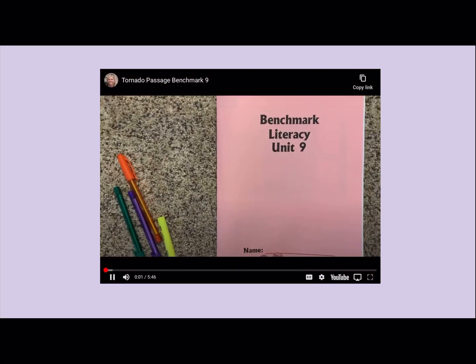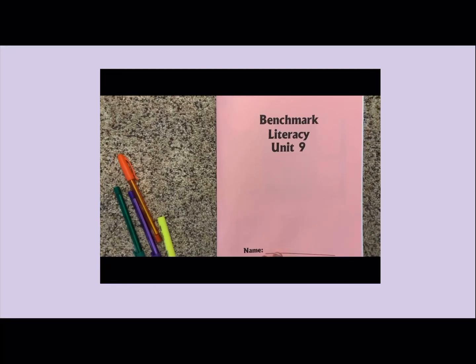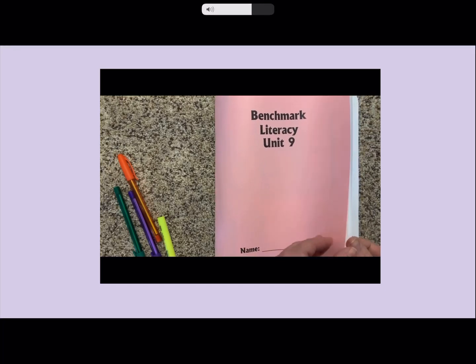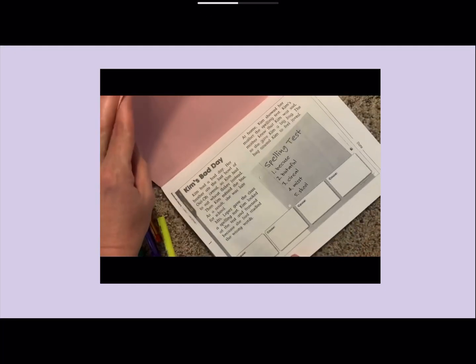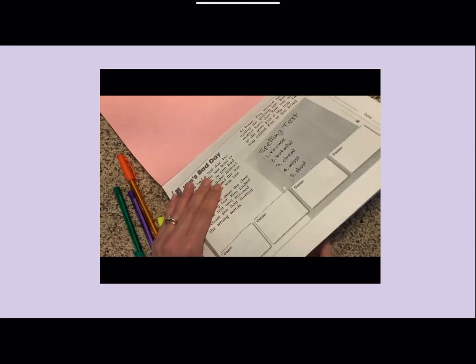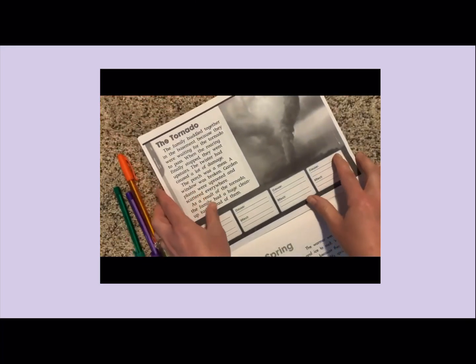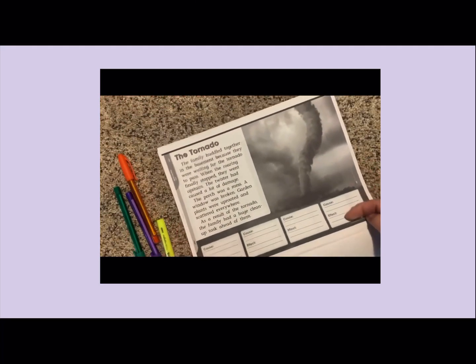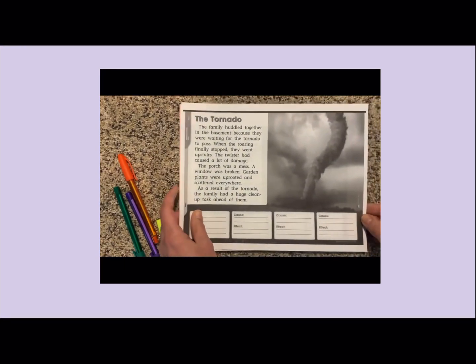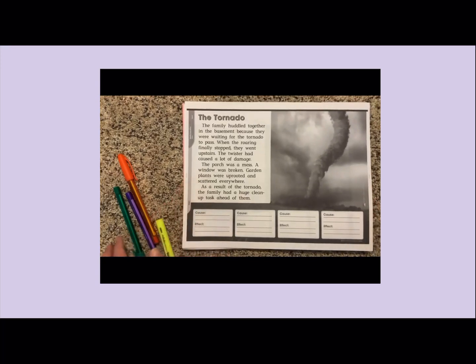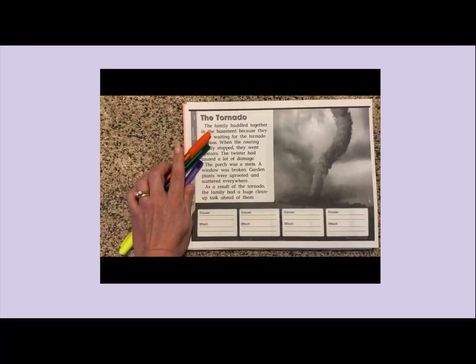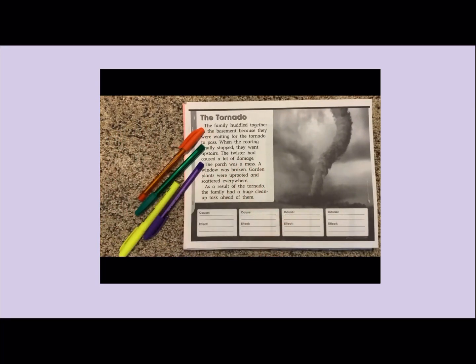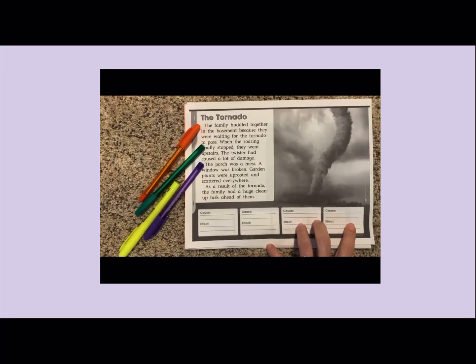Second graders, today we are going to look in that pink benchmark literacy unit 9 packet. And yesterday we had read the story Kim's Bad Day. And today we're going to look at another story called The Tornado. And this is a nonfiction story, but in this story we are still going to be looking for cause and effect. So I'm going to use some tools today, and I'm going to mark up my page with you so you can fill this in along with us. Pause as you need to.